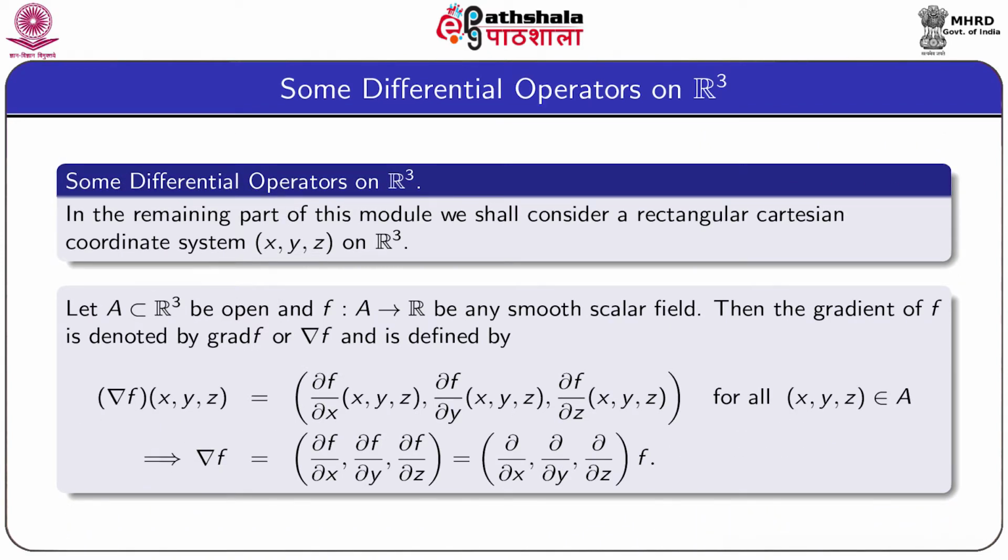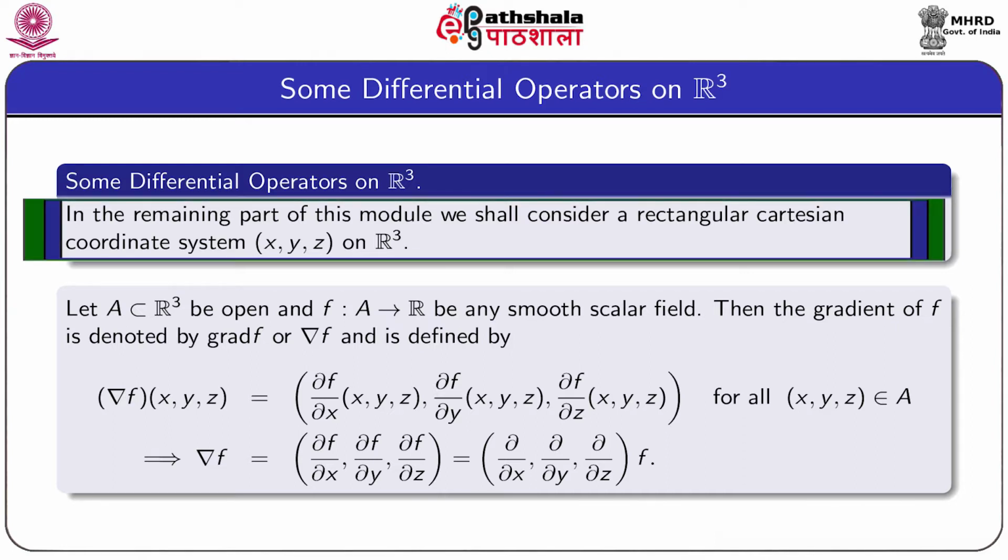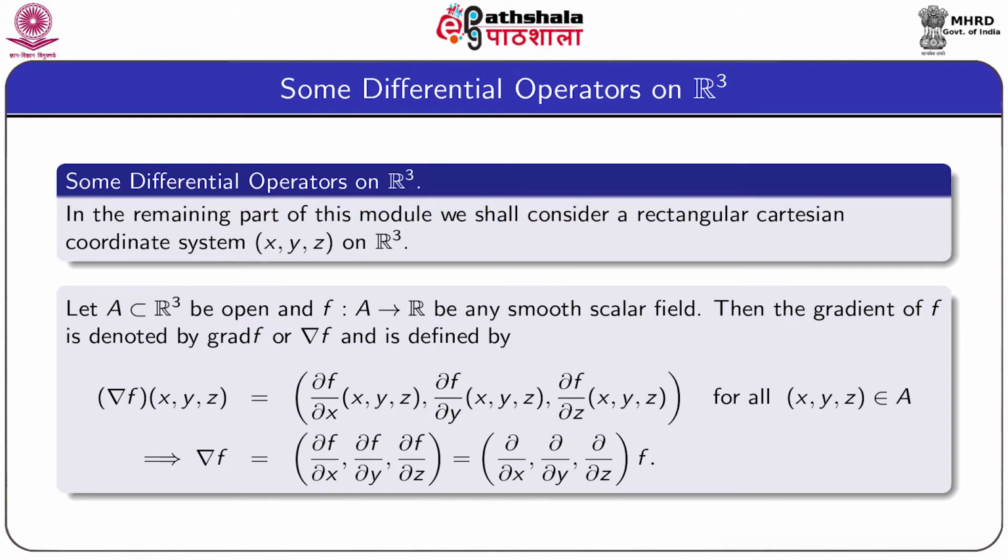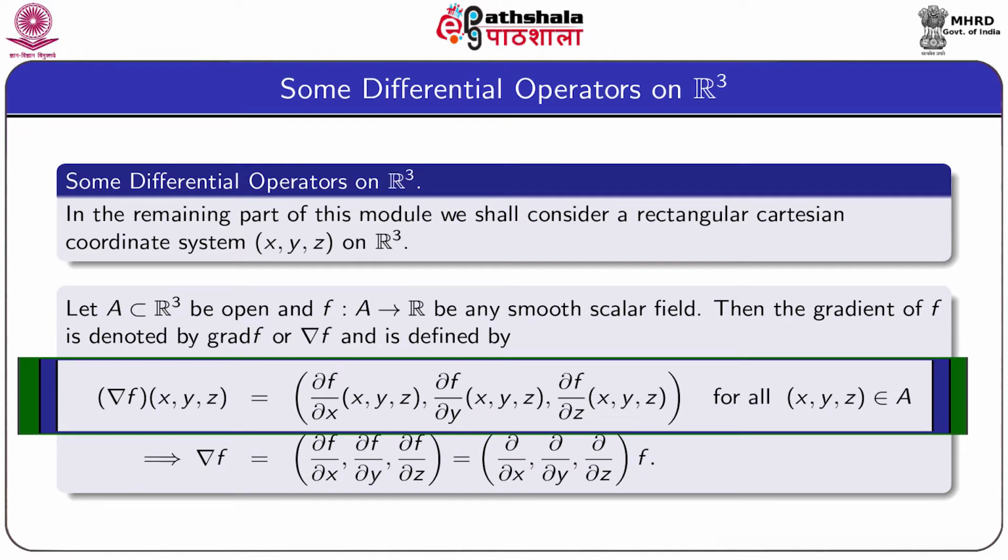Now, we are going to introduce some differential operators on R3. In the remaining part of this module, we shall consider a rectangular Cartesian coordinate system (x,y,z) on R3. Let A be an open subset of R3 and f from A to R be a smooth scalar field. Then the gradient of f is denoted by grad f or ∇f and is defined as ∇f(x,y,z) equal to (∂f/∂x, ∂f/∂y, ∂f/∂z) evaluated at the point (x,y,z).